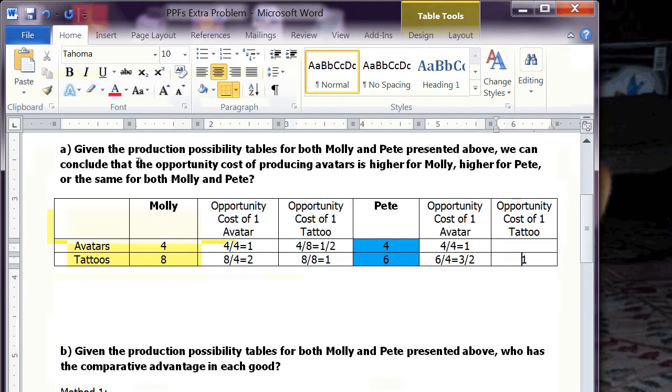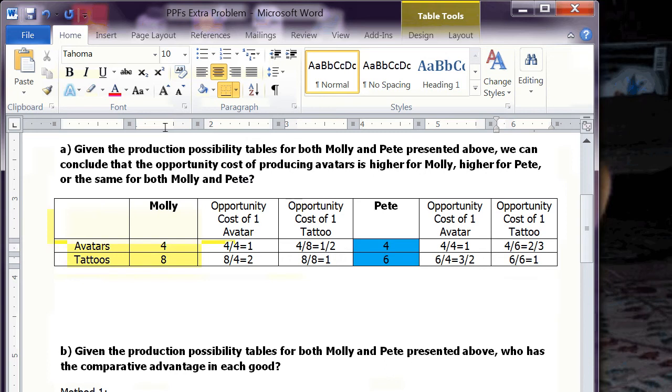If we look at his tattoos, what's his opportunity cost of 1 tattoo? We need to divide his 6 by 6 so that we can get it down to 1 tattoo instead of 6 tattoos. And then we do the same thing to his avatar. So we say 4 divided by 6 is equal to 2/3. So for Pete, if he were to only produce one tattoo, he's going to be giving up the ability to produce 2/3 of an avatar.